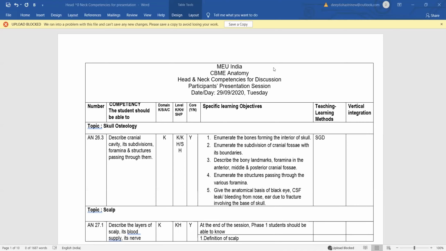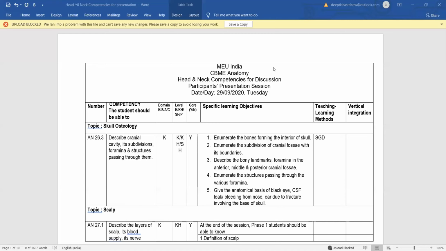Here, you take this 26.3, it is knowledge domain, and the level of proficiency for all from number 1 to 5. How do you classify K, KH, and SH? Why I'm saying this repeatedly is that even in the competencies that have been presented today, the level of proficiency has been different, and the SLOs which have been framed are slightly different from each other.